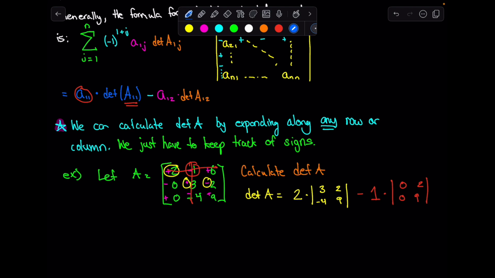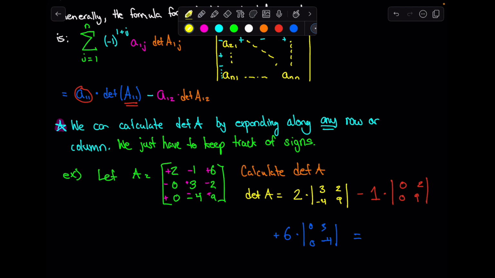And then our last piece, I'll erase this because it's kind of in the way a little bit, is plus. The pink plus is letting me know that I'm going to have a plus 6 times the determinant of whatever's left over here. So in this case, 0, 3, 0, negative 4. So let's calculate this really quick.